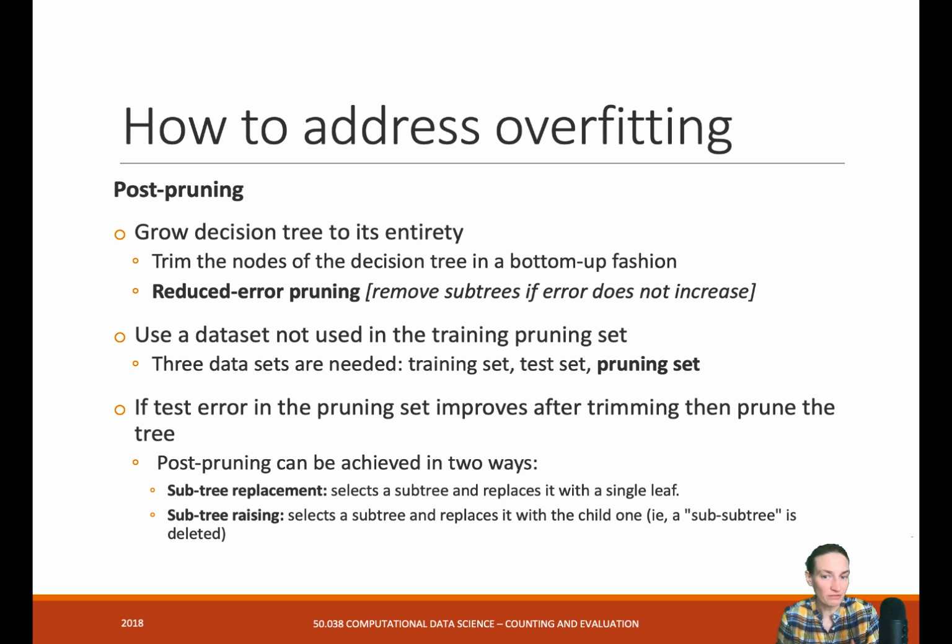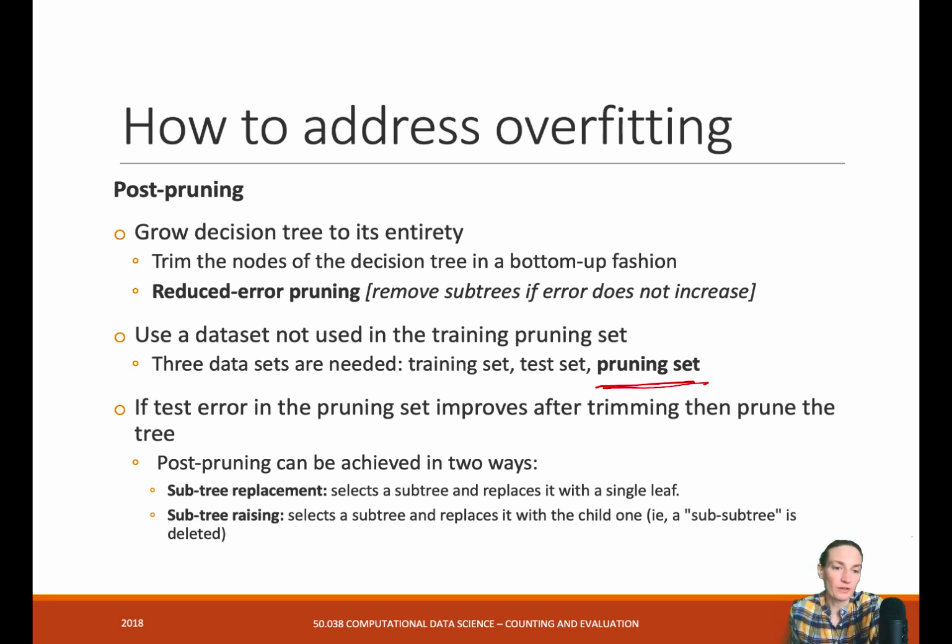Nodes are removed iteratively, choosing the node whose removal most increases the decision tree accuracy on the validation set. This kind of pruning usually continues until further pruning is harmful, okay, by checking with the validation and test data set. This is usually an effective approach if there's a lot of data available. You can also use a data set not used in the training set, which we refer to as a pruning set, to make sure that your performance stays accurate while you're removing subtrees. Okay. If the test error on the pruning set improves after trimming, then prune the tree. Improves or continues to be the same, I'd say.